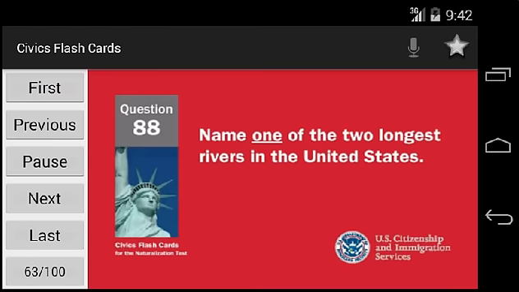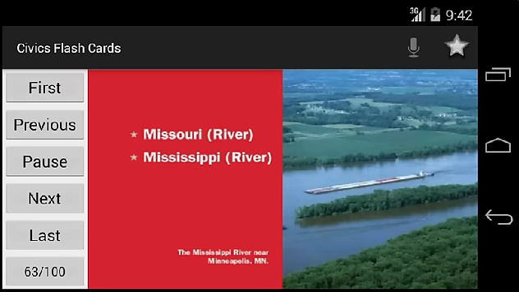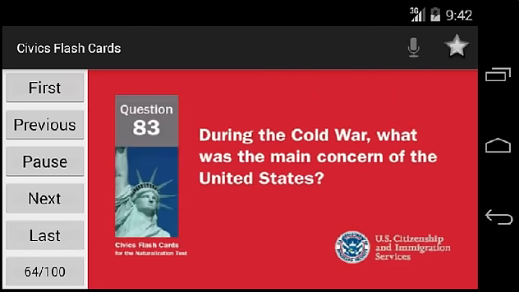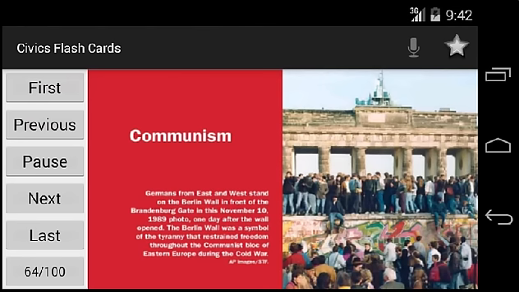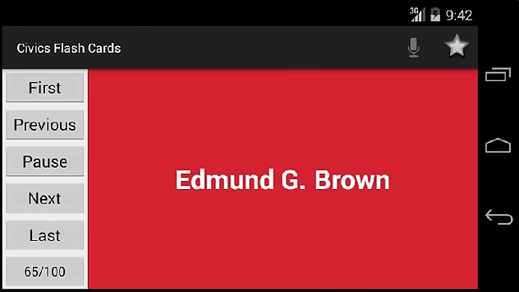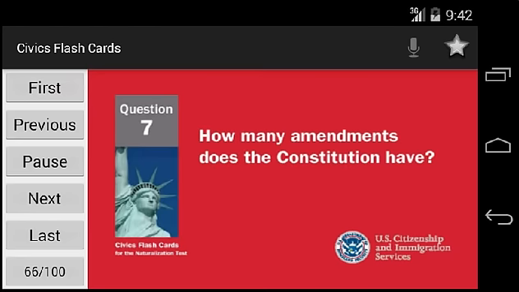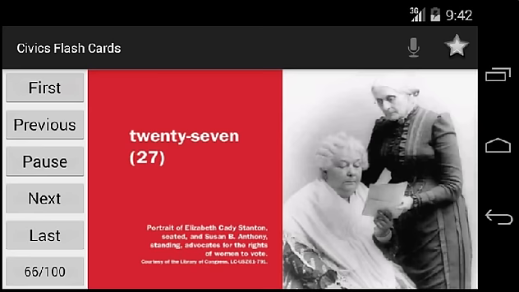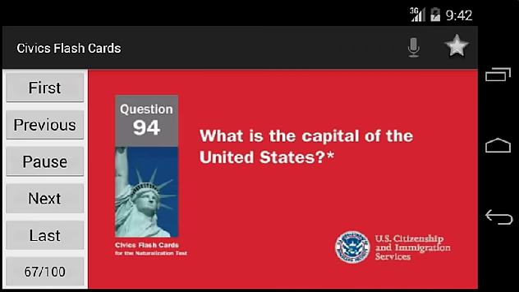Name one of the two longest rivers in the United States. Missouri River. Mississippi River. During the Cold War, what was the main concern of the United States? Communism. Who is the governor of your state now? Edmund G. Brown. How many amendments does the Constitution have? 27.